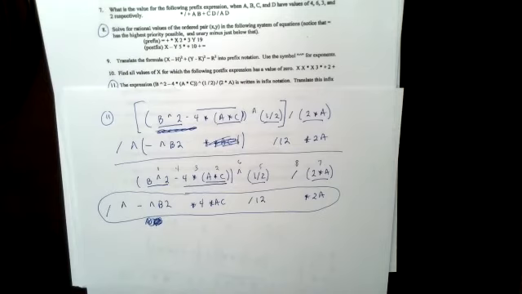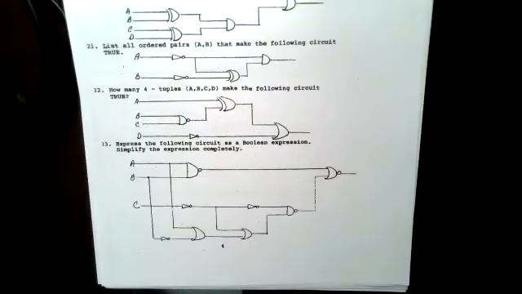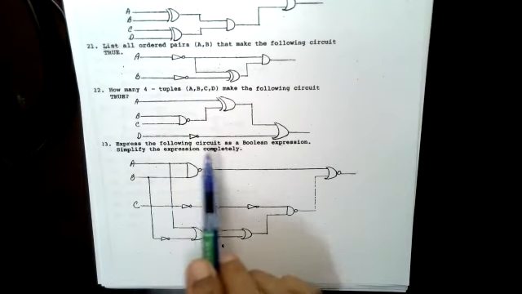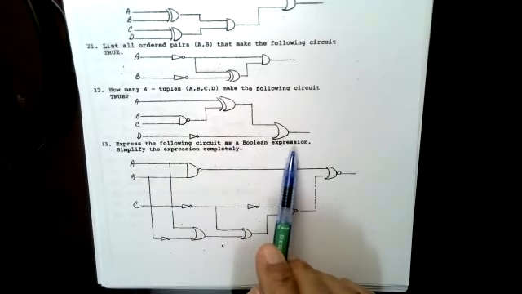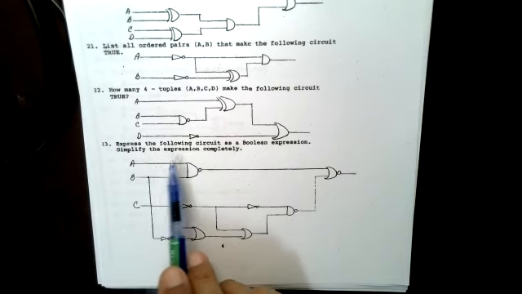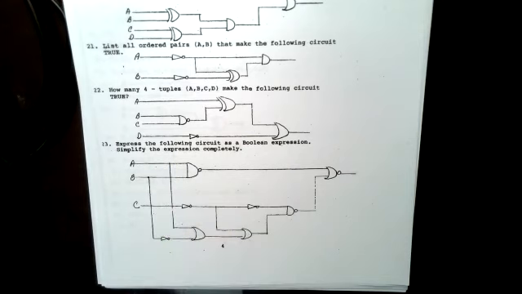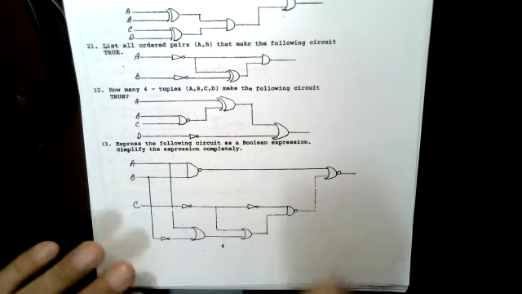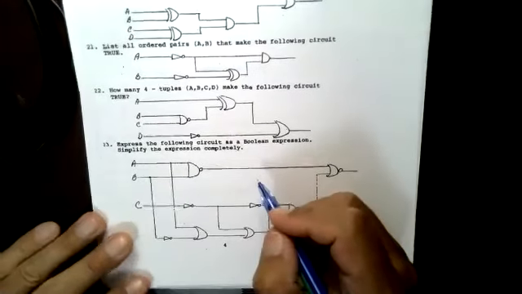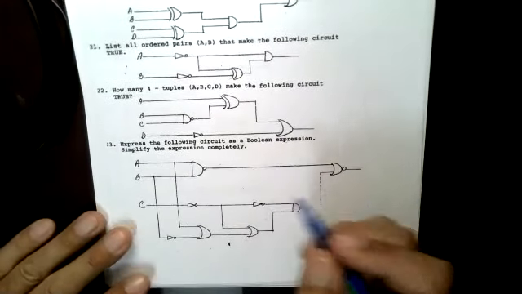Alrighty, so I'm going to pause. So the question is, can we do number 23 for digital electronics? Express the following circuit as a Boolean expression, then simplify the expression completely. All right, so I'm actually going to write on here. I don't feel like redrawing it.